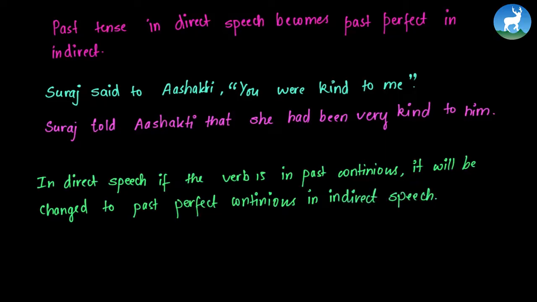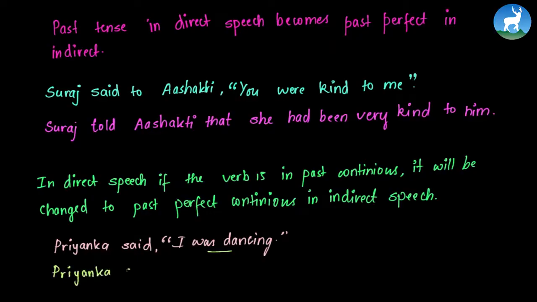The second rule while we convert from direct to indirect speech using past tense is that in direct speech, if the verb is in past continuous tense, while we convert it into indirect speech, the verb must be changed to past perfect continuous tense. For example, Priyanka said, "I was dancing." This is in past continuous tense, and we will convert it into indirect speech by saying that Priyanka said that she had been dancing.